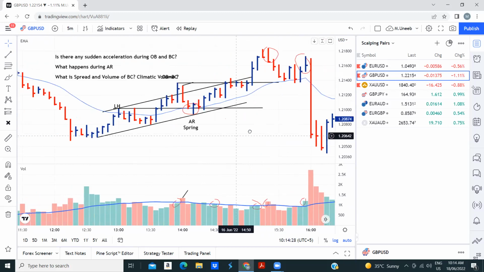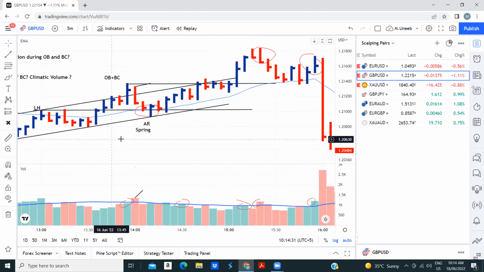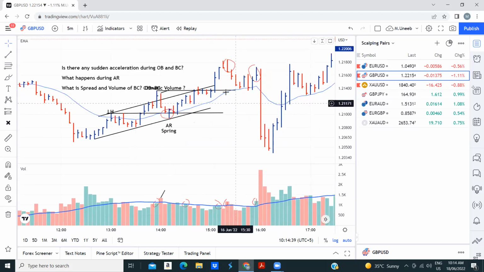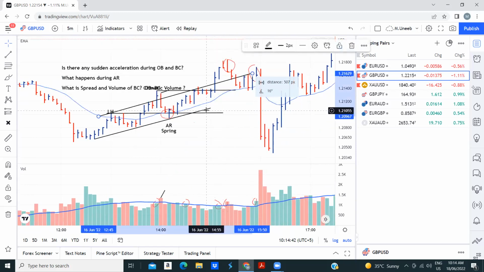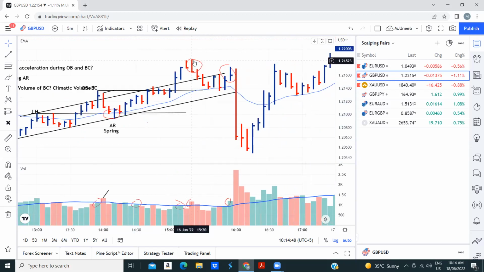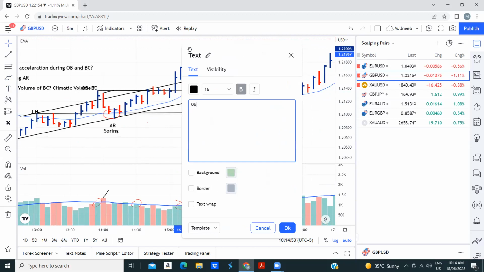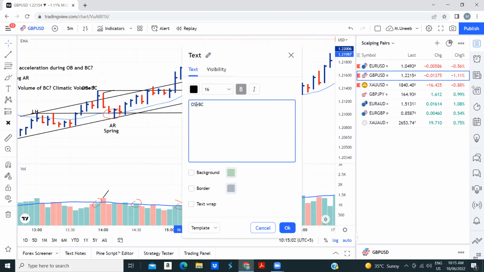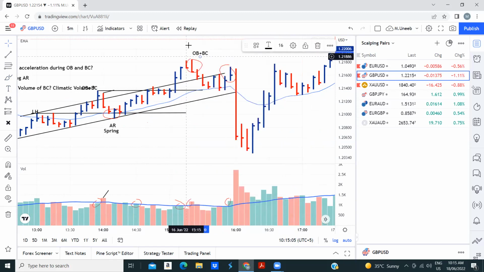So this fails. You have to observe all these three characteristics. Got it? How about this one as we go further up? This is buying climax, overbought. Sorry, overbought plus buying climax. This one is AR.